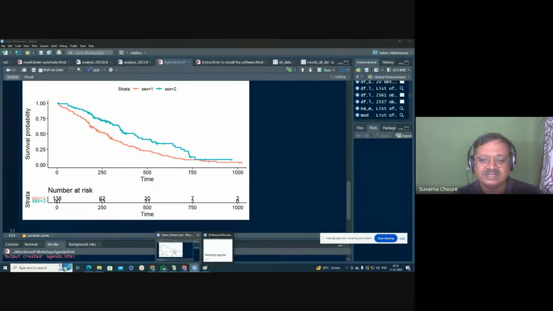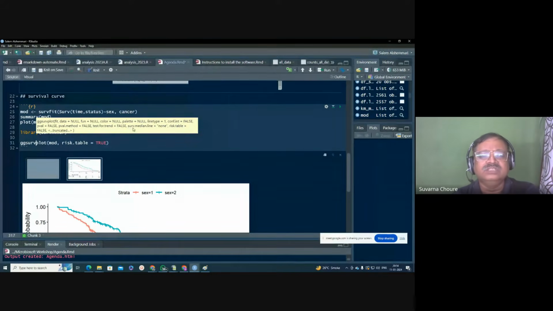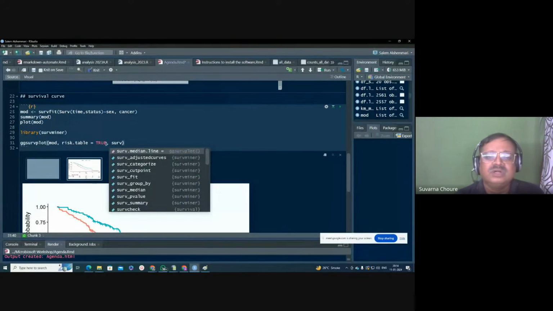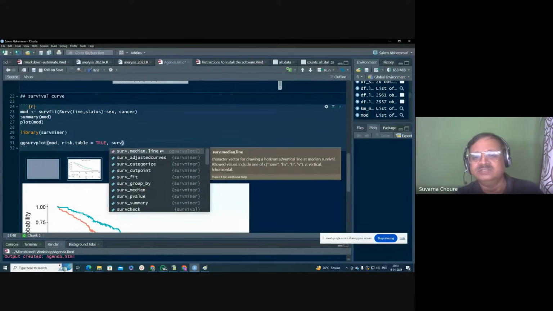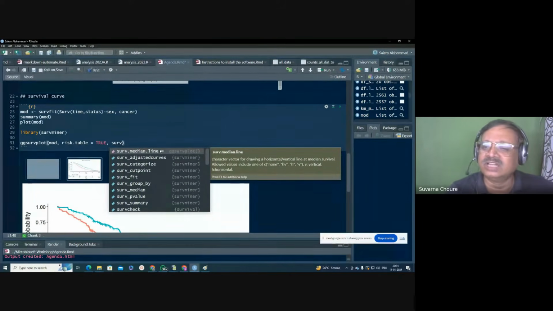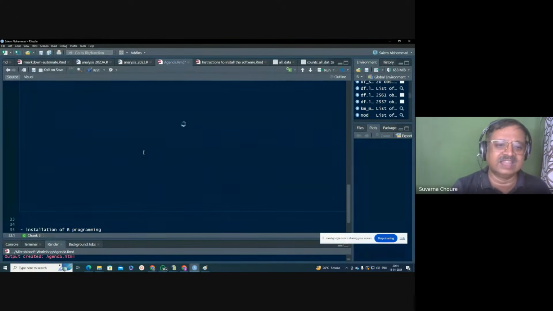We can add some more information also. I will just see that because I don't remember how to add that information. I'll just take my cursor here and we'll try to see here, surv median line. Median survival, 50% survival I want to see. That I will type in here, surv dot median line. And if you see here in the gray box, those values are also given. Include one of none, HV, H, and V. HV is for horizontal and vertical both. I'll use HV. Run that.